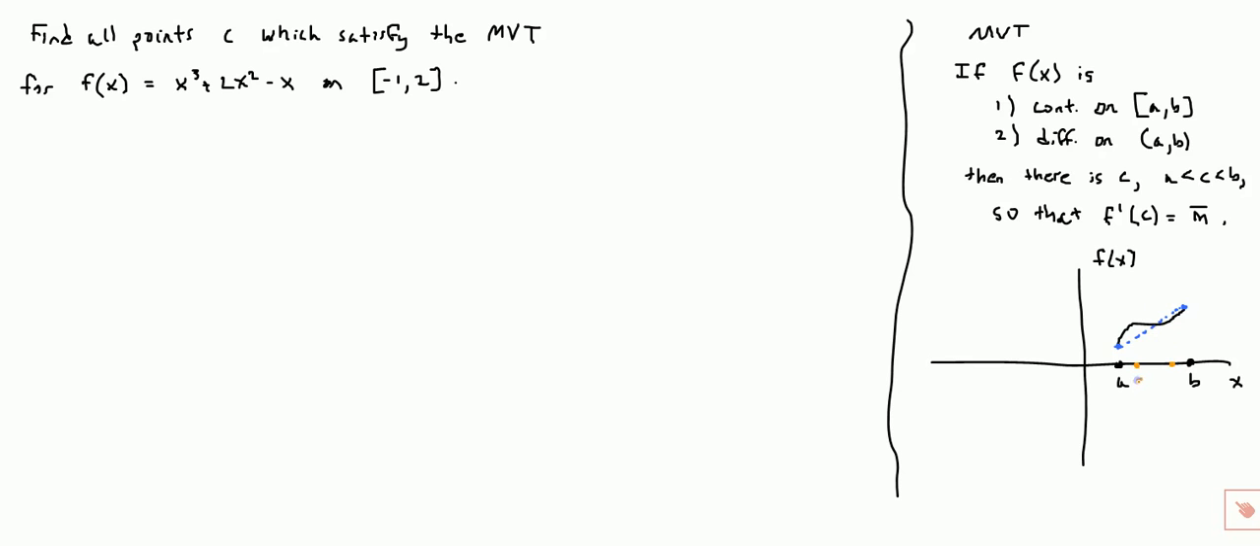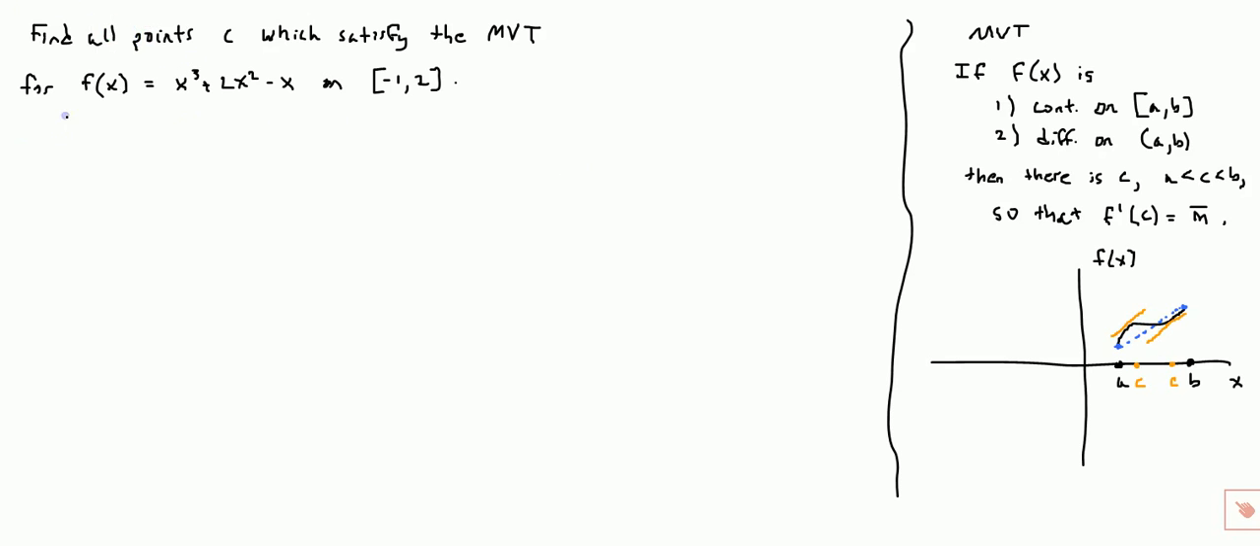So for this function, we would have 2 points, right? Here, the tangent line looks like that, and here, the tangent line looks like that. These tangents are both equal to the average slope. So there are 2 points where the tangent equals the average slope.